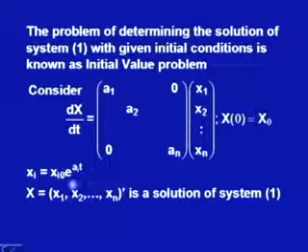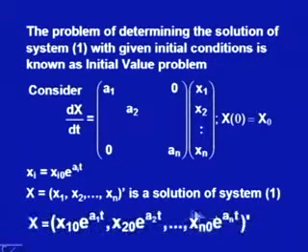Once we have obtained this, then x is equal to x1, x2, ..., xn, the column vector, is a solution of system 1. So, this represents a solution of this equation, and if we substitute these values the way we have computed here, this is the solution vector of this differential equation.